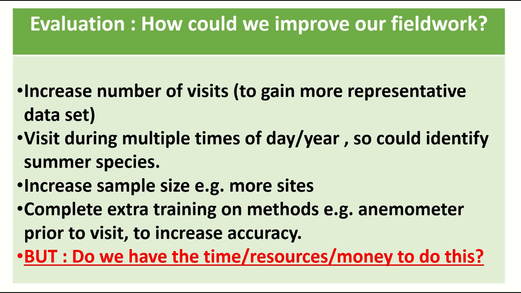We could also have increased our sample size. So rather than only doing 4 sites, why didn't we do 8 sites? Or rather than doing 1 transect line, why didn't we do 3 transect lines? All of which would increase the amount of data we collected, which would make our conclusion more valid.